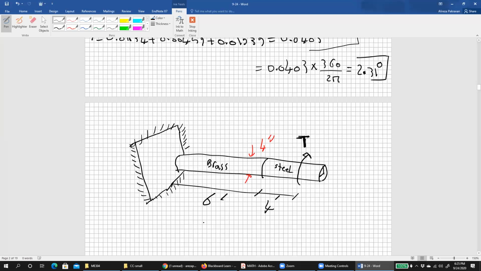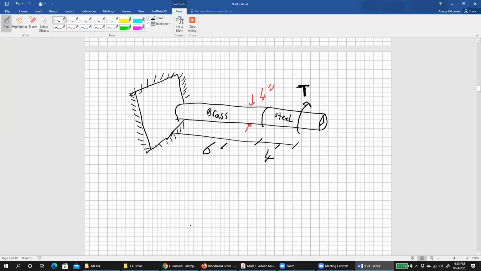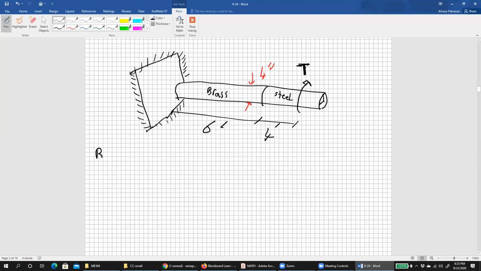Okay. Let's see. Let's write the input data, the given data. Tau yield would be 36 ksi. There is something in the chat. G of the shear modulus.